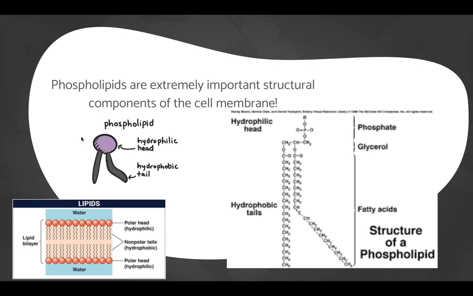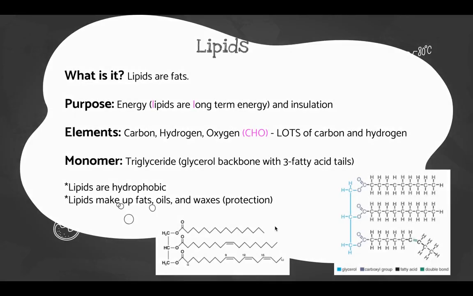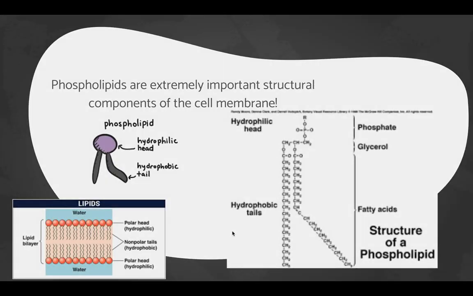So this is a picture of a lipid. Each one of these is a lipid. This is a lipid. These pictures here are lipids. They kind of have a base and then all these tails, the fatty acid tails, okay? They all kind of look like that.